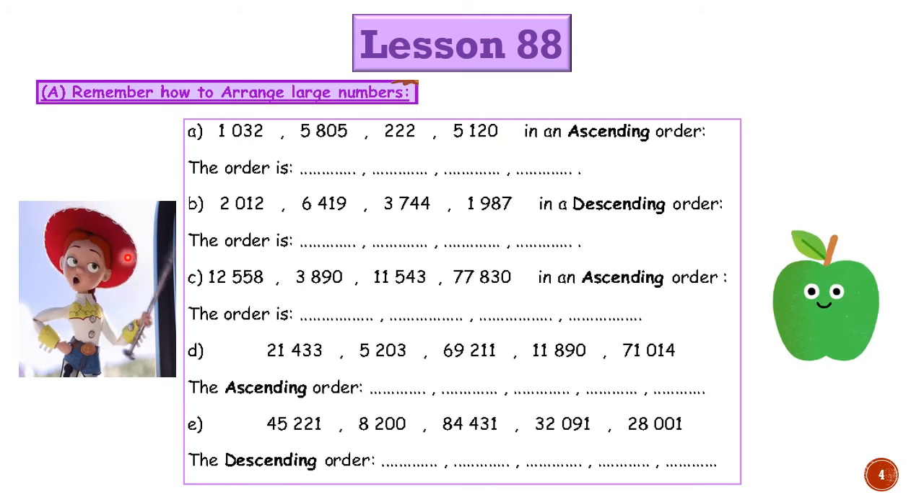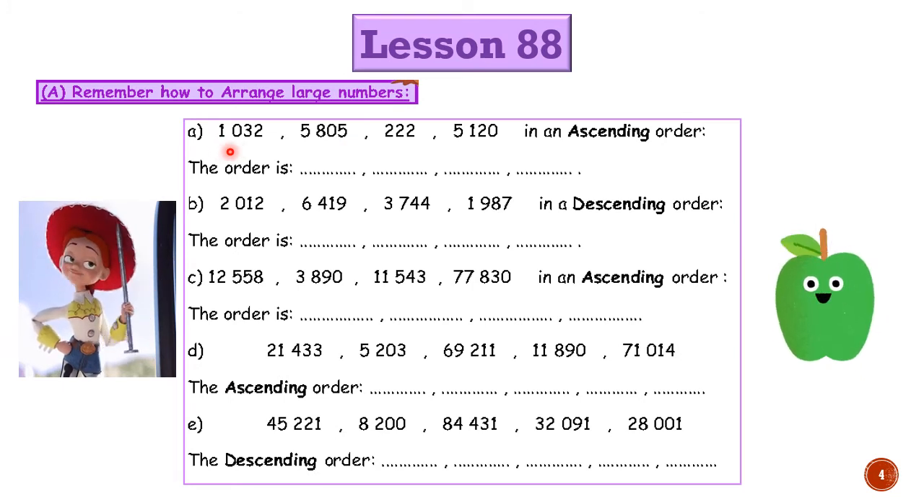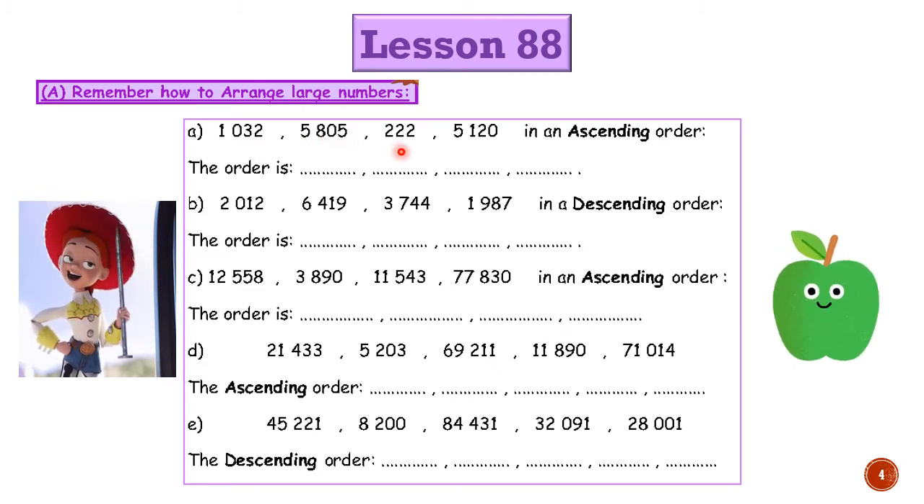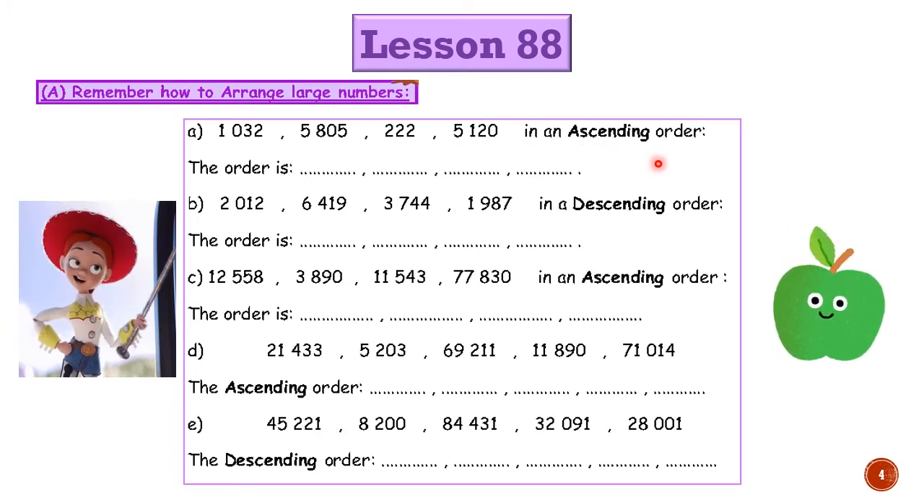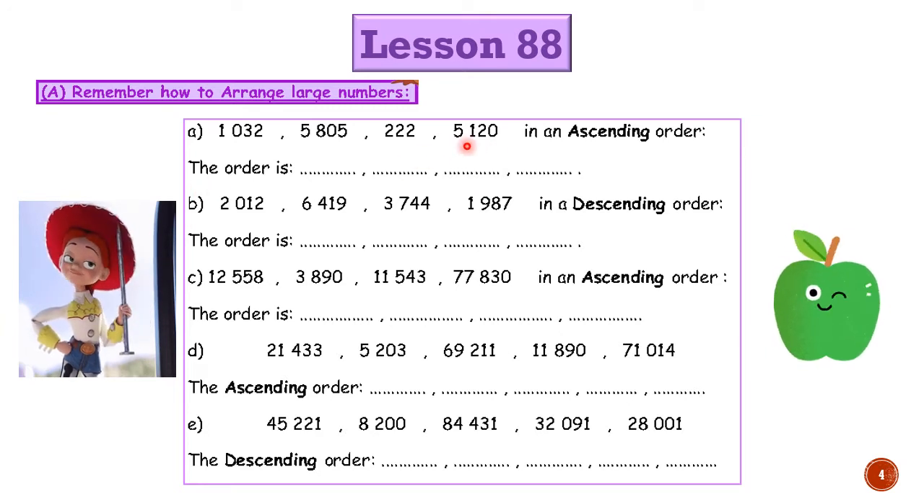Our exercises here: remember how to arrange large numbers. Okay, first one here we have 1032, 5805, 222, 5120 in ascending order from the smallest to the greatest. The smallest number here has the smallest number of digits. It will be 222. Okay, let's go to another one.